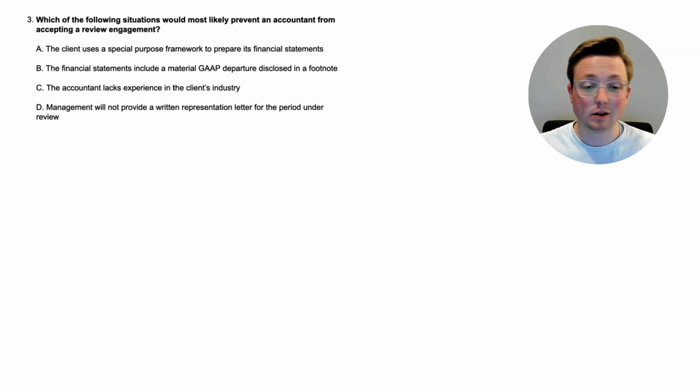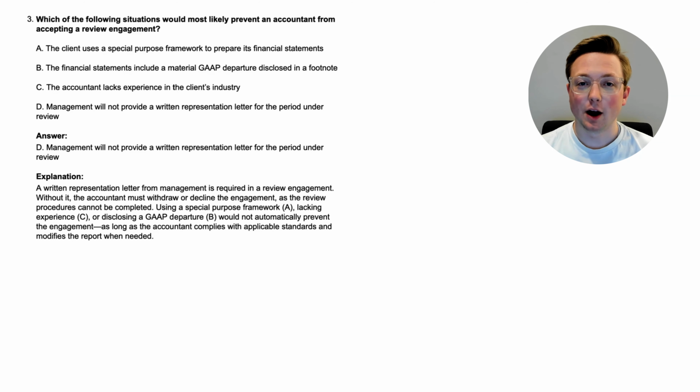Based on what we've learned so far, you might have an idea, but if not, that is okay. We're going to dive into the explanation right now. All right, here we are at the answer. D, management will not provide a written representation letter for the period under review. That would be something that would stop an accountant from even accepting a review engagement. So let's dive into this.